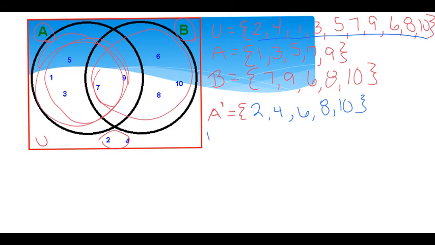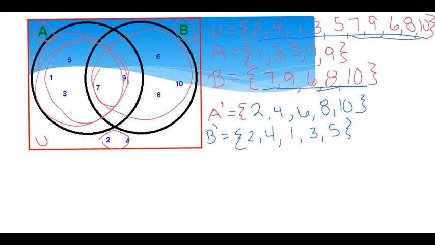If I wanted the complement of B, that would be everything that is not in B but is in the universal set. So again, I would have my 2, my 4, 1, 3, 5, and then the rest, the 7, 9, 6, 8, and 10 are all in B, so that's not the complement of B. So those are just some terms from 2-3 that you should be familiar with and know how to work with.